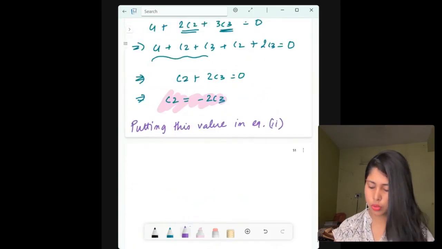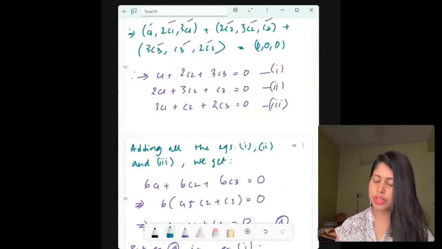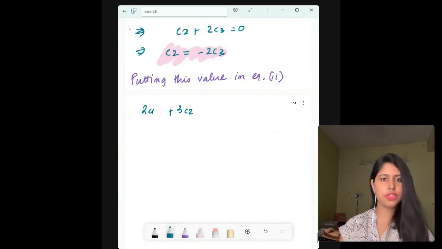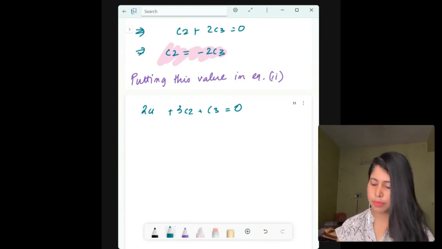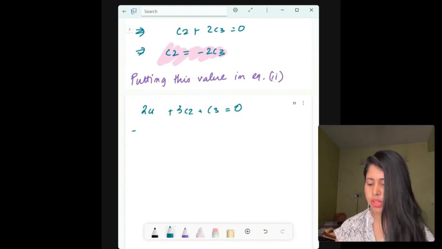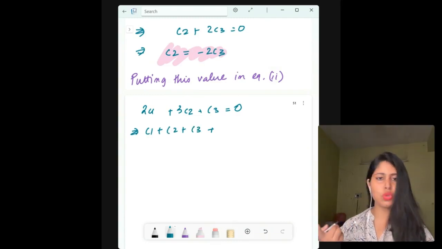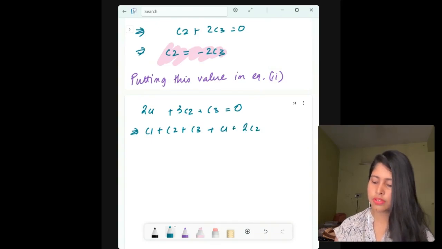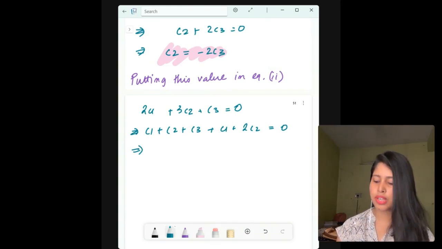So it is 2C1 plus 3C2 plus C3 equal to 0, right? And this we can break down into C1 plus C2 plus C3, and here we are left with one C1 and two C2s, right? So let me write it: C1 plus 2C2 will be equal to 0. And we already know that C1 plus C2 plus C3 is equal to 0, right? So we can directly write that C1 plus 2C2 is equal to 0.